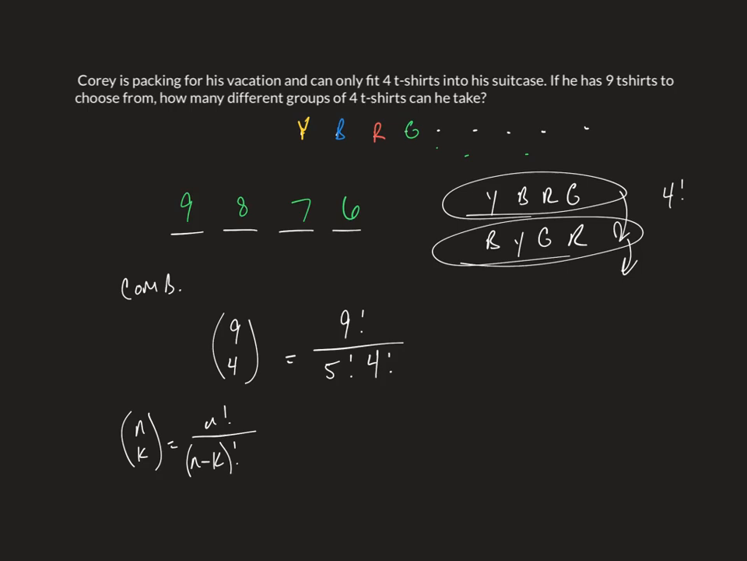So what I end up with here is 126 different combinations or different groups of 4 t-shirts that he could take.